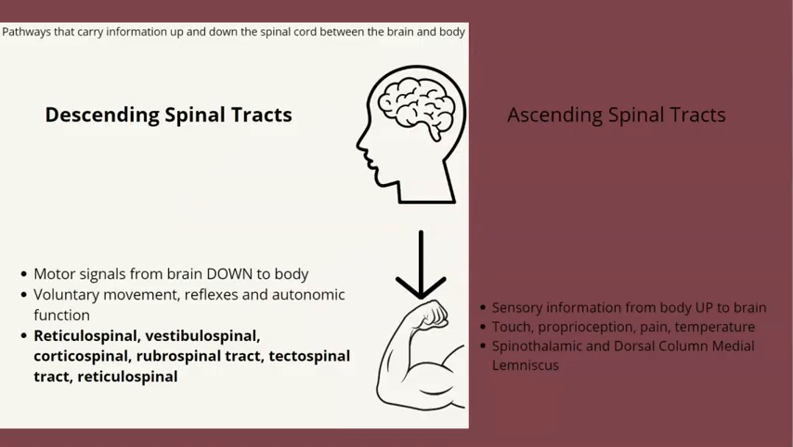And this also should look a little bit familiar from our last lecture, but today we're going to focus on the descending spinal tracts. These are the motor signals that are moving down to the body to produce movement, reflexes, and autonomic functions. We're going to talk about each of these tracts within the next couple of slides.